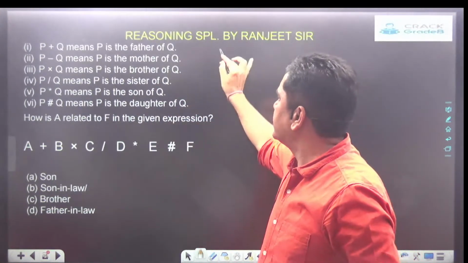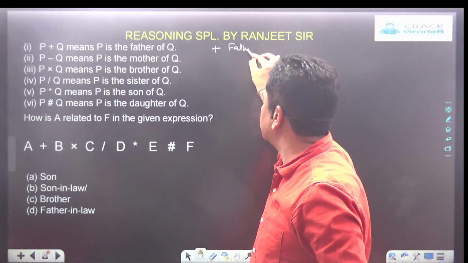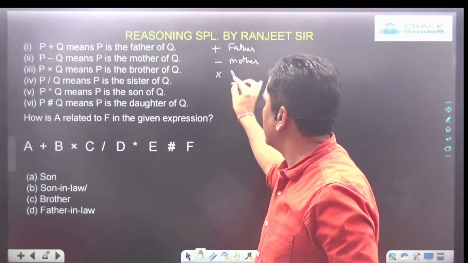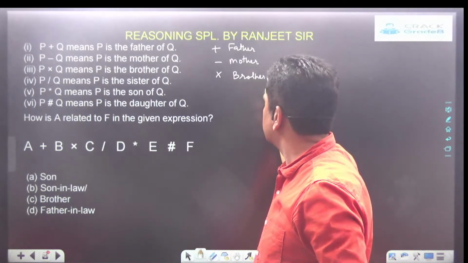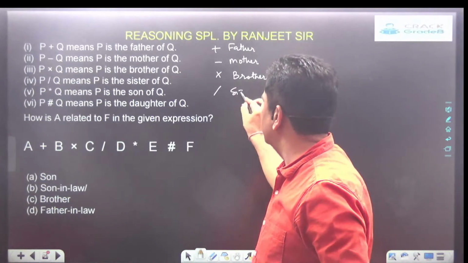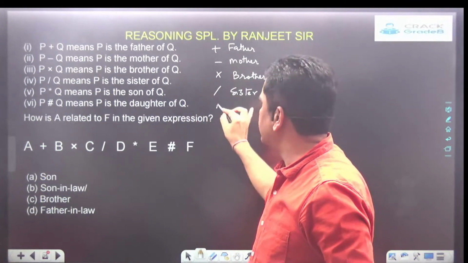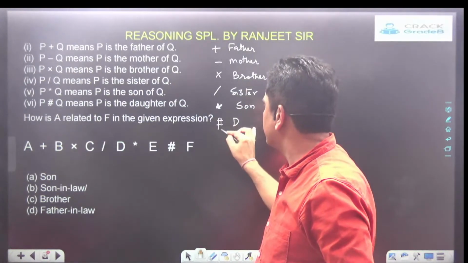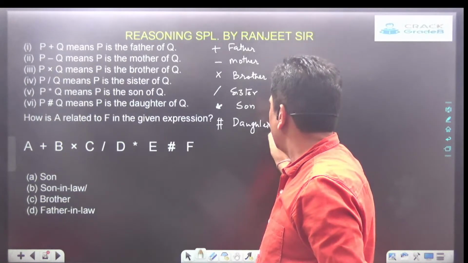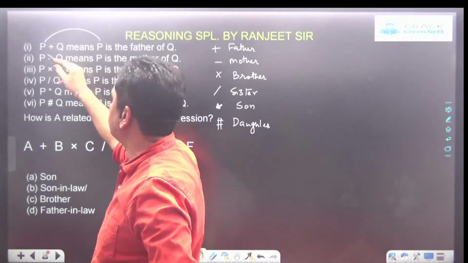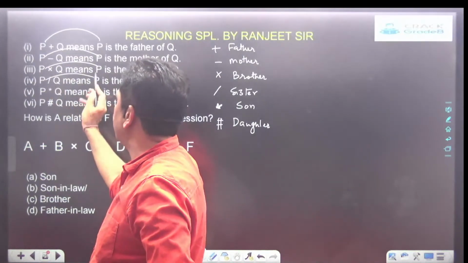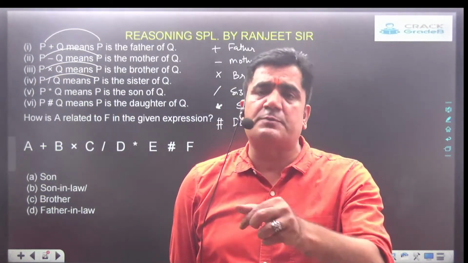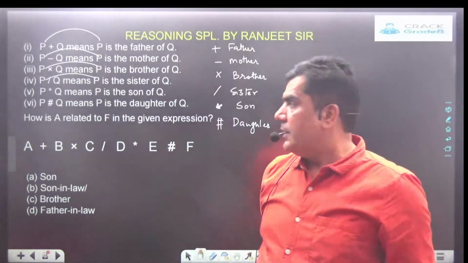Now here again, plus stands for father. Minus stands for mother. Cross stands for brother. Division stands for sister. Star stands for son. And hash stands for daughter. In every expression the first person comes at the first place, which means whenever I take two persons, I will read the first person as the first and the last person as the last. Now here they have given one expression.